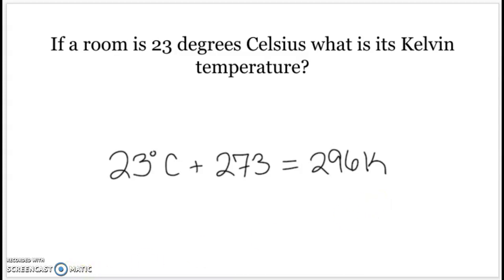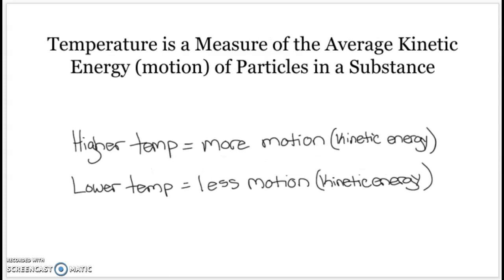The last thing I want to mention is temperature is a measure of the average kinetic energy, or the motion of particles in a substance. So remember, higher temperature equals more motion, or kinetic energy. Lower temperature equals less motion, or less kinetic energy. Higher temperature means faster particles, means greater kinetic energy, and vice versa.